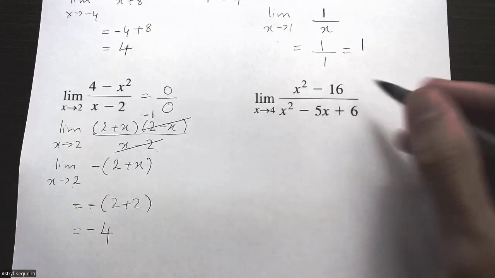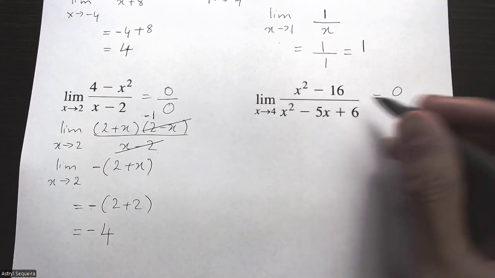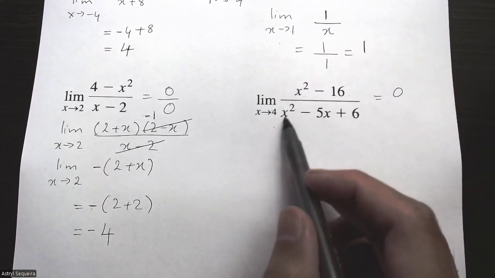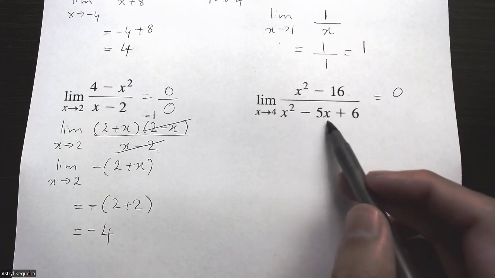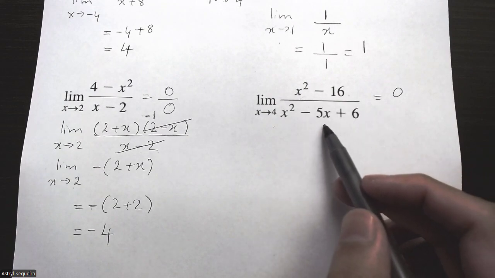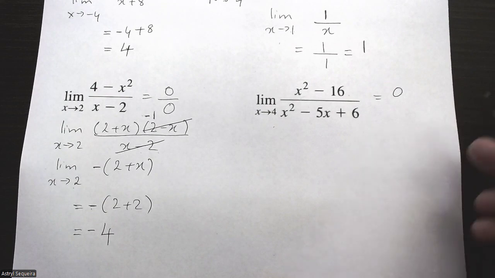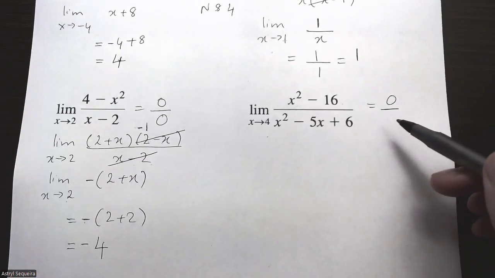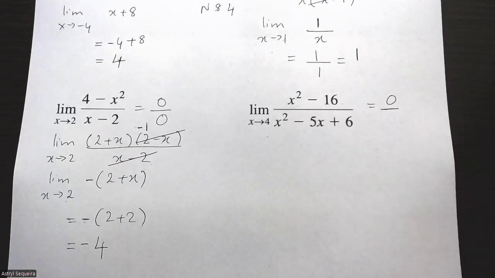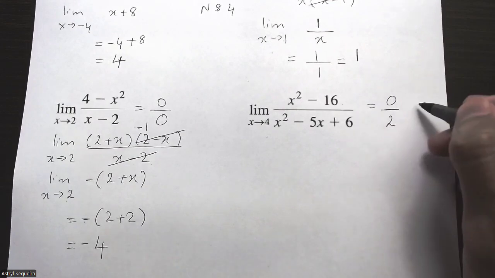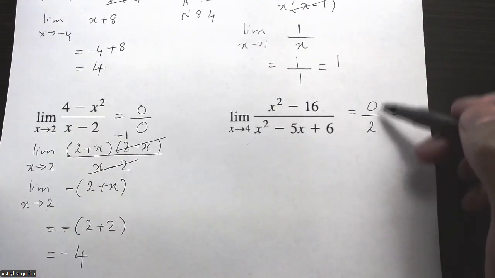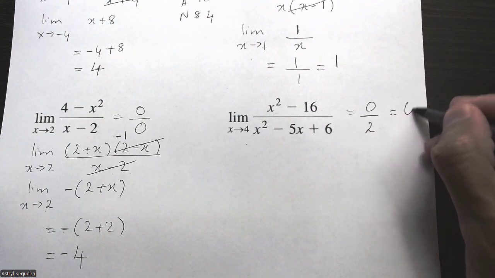Over here, again, if I sub in 4 into the top, I will get 0 because 16 minus 16. If I sub into the bottom, 16 minus 20 plus 6. So the bottom is actually not 0 with this one over here. Let me do the calculation in my calculator. 16 minus 20 plus 6. It's 0 over 2, which means this is not indeterminate. 0 over 2 is just 0.